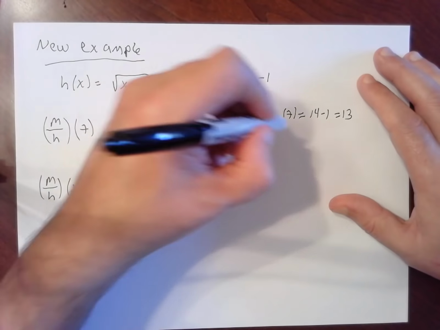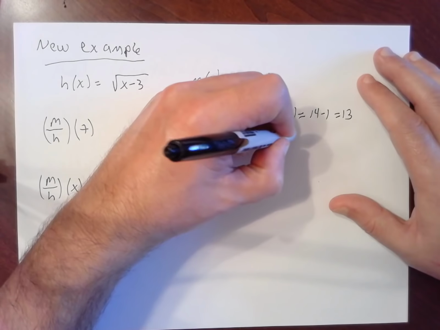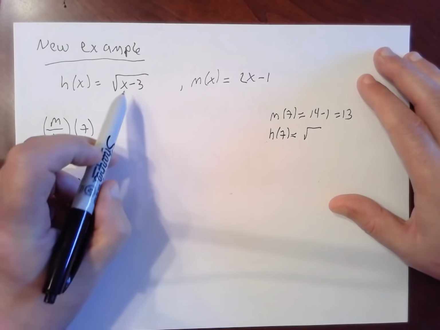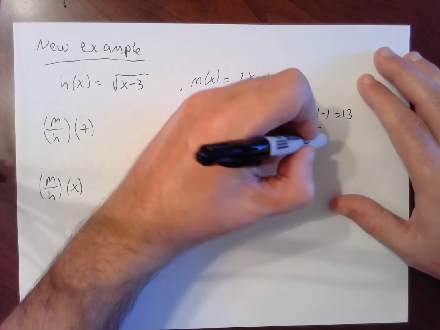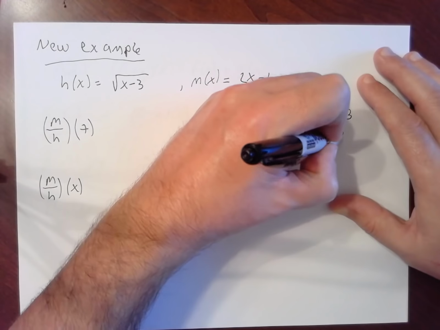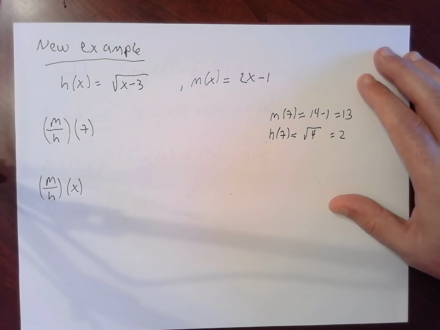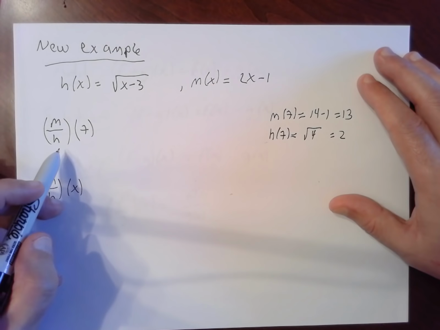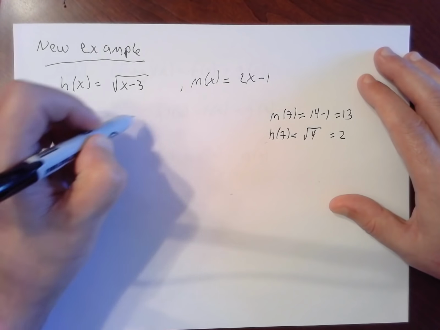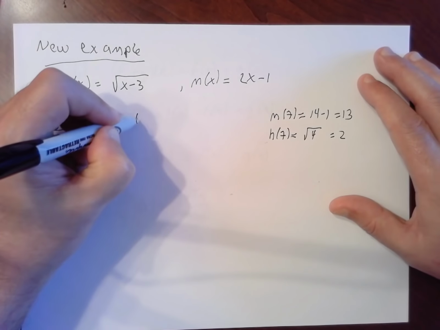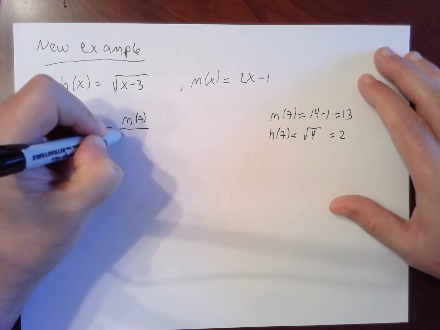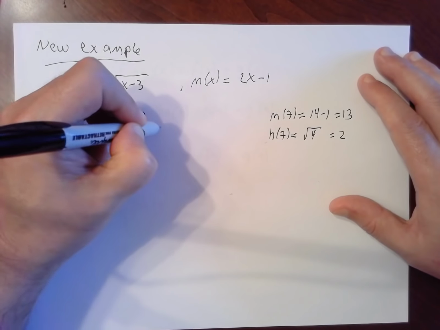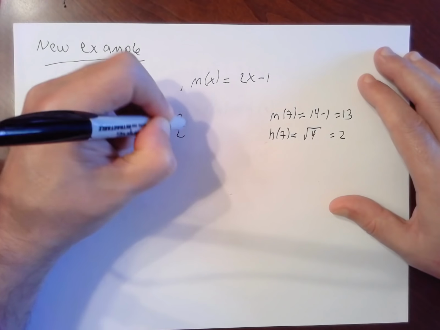Find h of 7, which would be the square root. 7 minus 3 is 4. Square root of 4 is 2. So m divided by h of 7 just means m of 7 divided by h of 7, which would be 13 divided by 2.